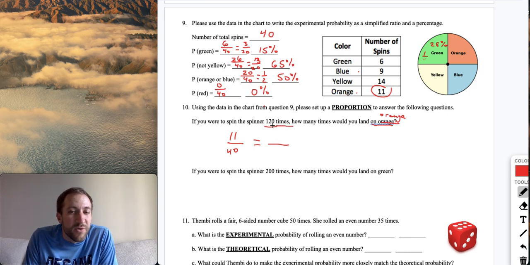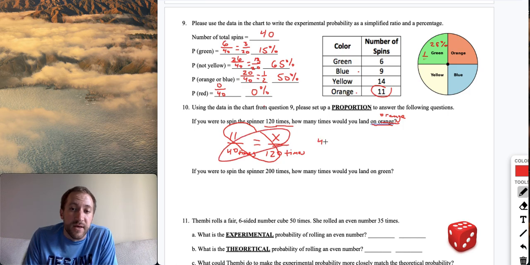So it's really important to think, will my 120 be on the same shelf as 11? Or will it be on the 40, the same shelf as the 40? It's going to be down here with the 40. That's because all of these are total spins, like the total amount of times I spun it. Out of 11 out of 40 times, and how many out of 120 times? We don't know. That's where our x goes. That's our variable. Now, let's go and cross multiply and divide.